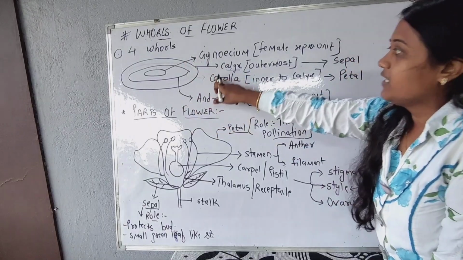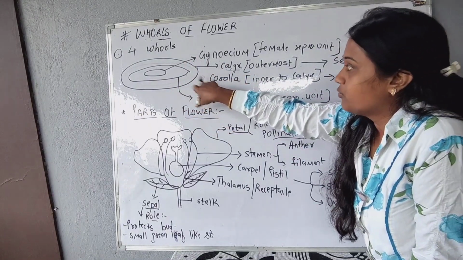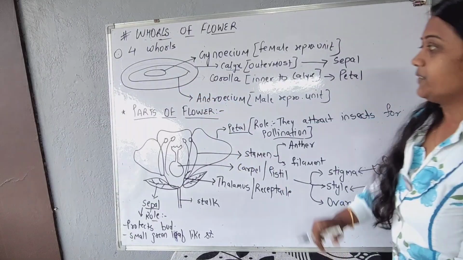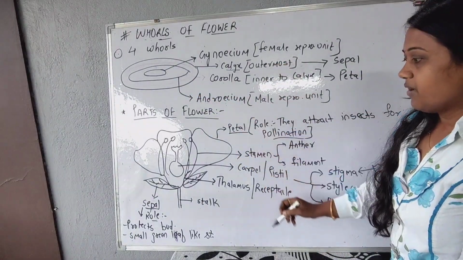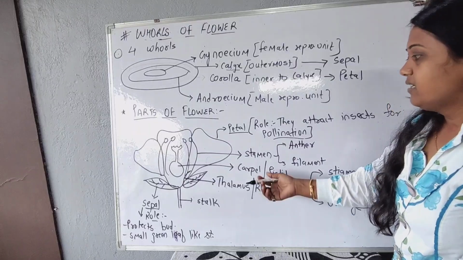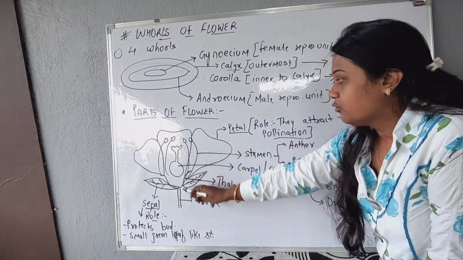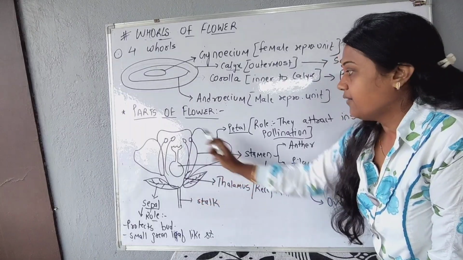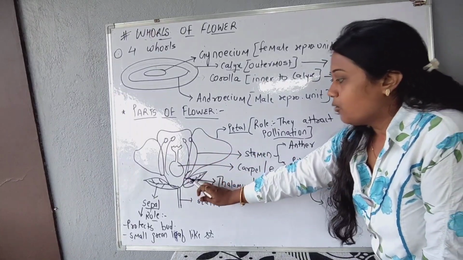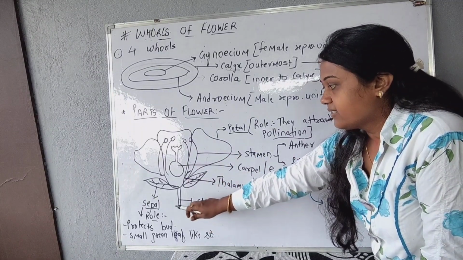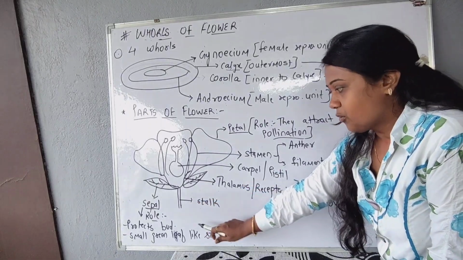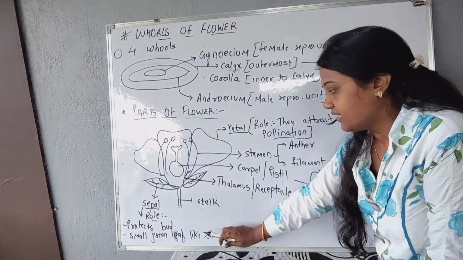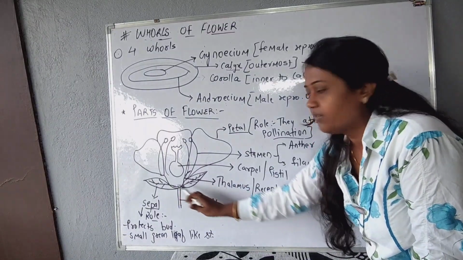Just now I have explained the four whorls of the flower: calyx outermost, inner to calyx the corolla, then androecium, then centermost gynoecium. Then the parts of the flower, the basic one, that is a pedicel or stalk to which the thalamus or receptacle is attached, and in this thalamus or receptacle every part of the flower is attached. Out of that, the outermost is the calyx, its unit is the sepal. Its role is protecting the bud. Its appearance is a small green leaf-like structure. See, we have drawn the leaf-like structure.